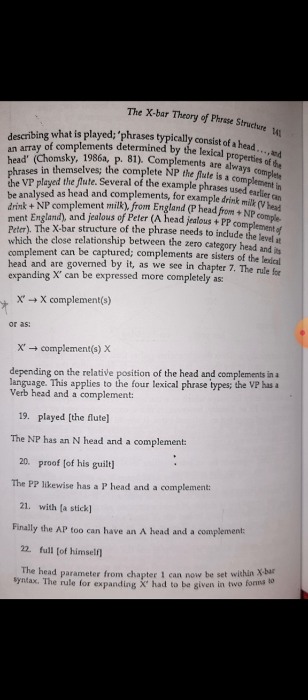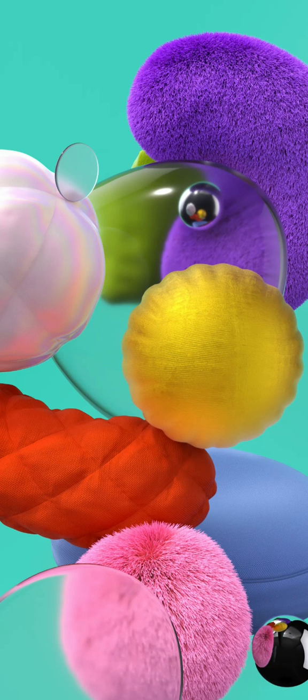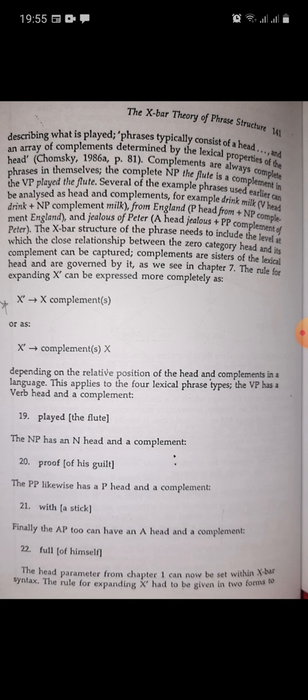So played the flute is a verb phrase in which played is the verb and the complement is the flute. And then the noun phrase has an N head and a complement. So proof of his guilt. Proof of his guilt is a complete noun phrase, and this noun phrase consists of a head first, proof, and then of his guilt, a prepositional phrase which is actually a complement.